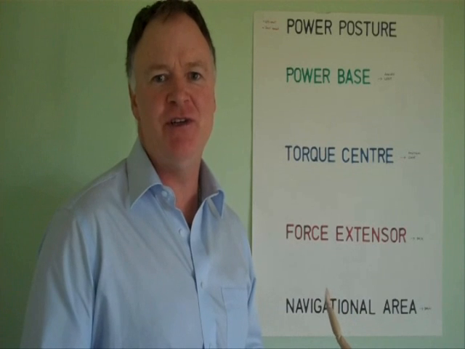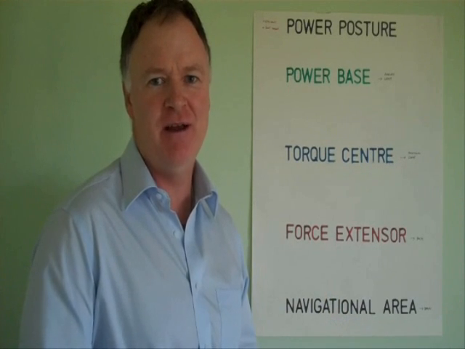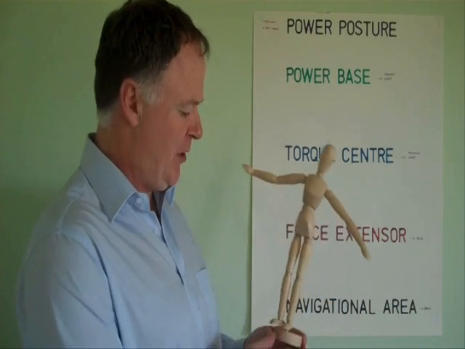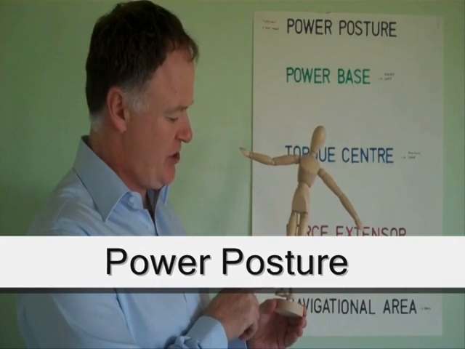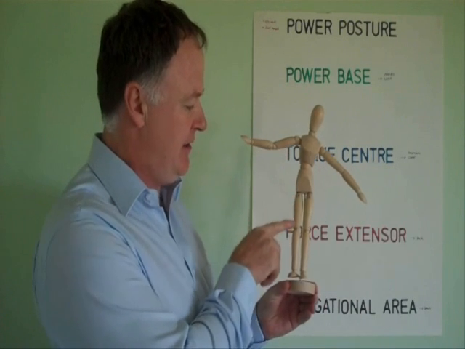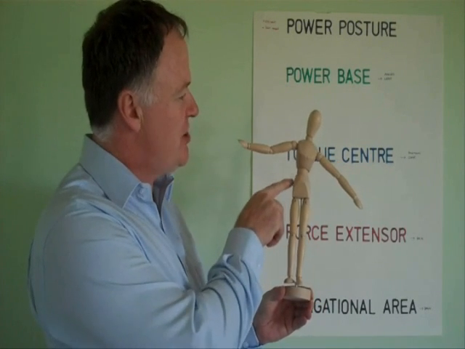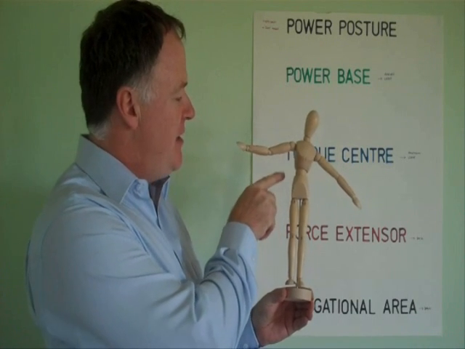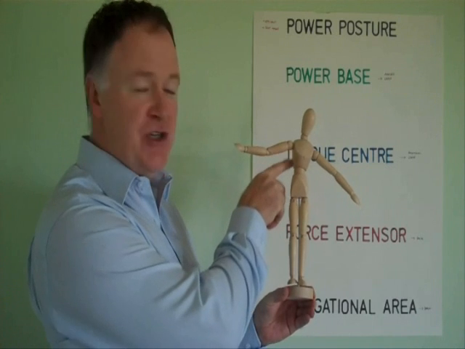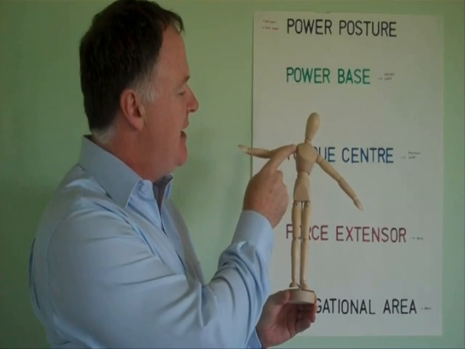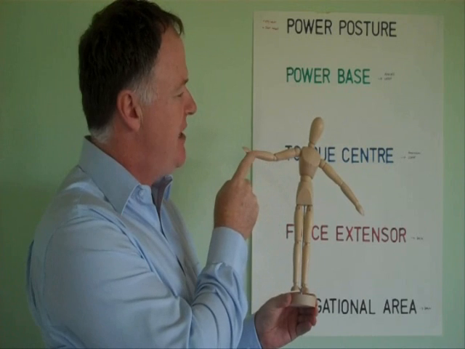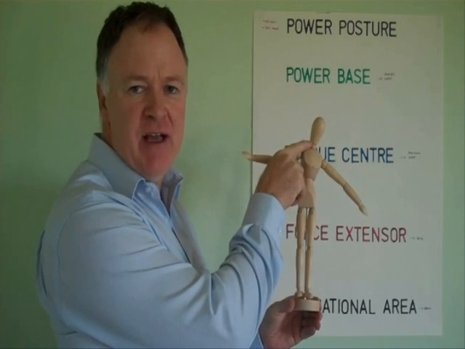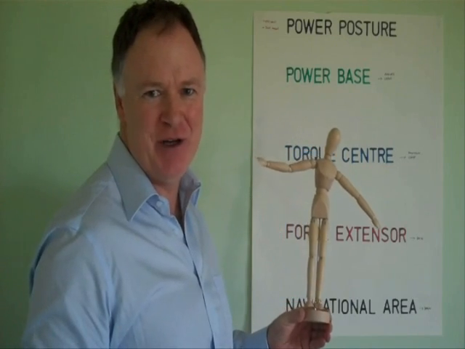Efficiency of joint ranges leads to a power posture, and a power posture is demonstrated in the athlete by a power base, which is the ankles and the legs, a torque centre, which is the rotation of the body at the core, the force extensor, which is the back, leading out the force into the arms and the wrist. And this is all controlled by the navigational area, which is the brain of the body.